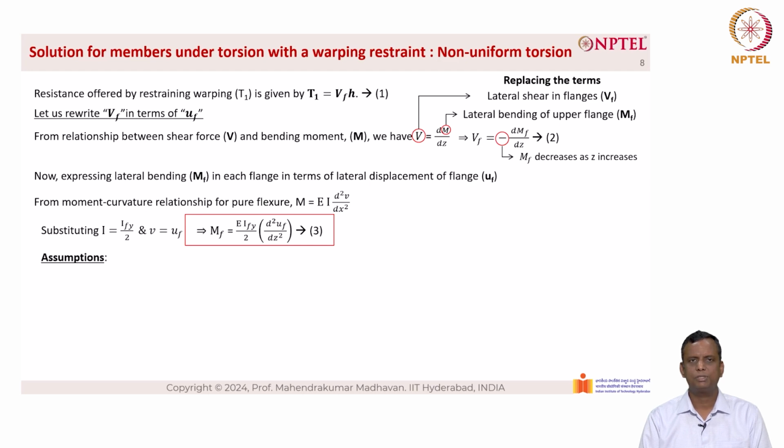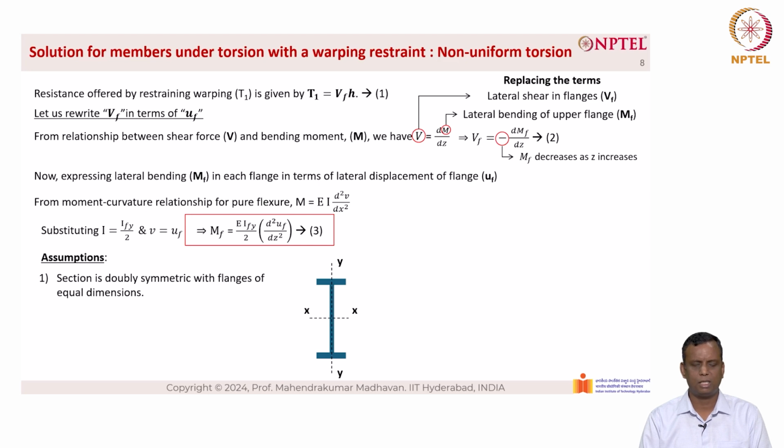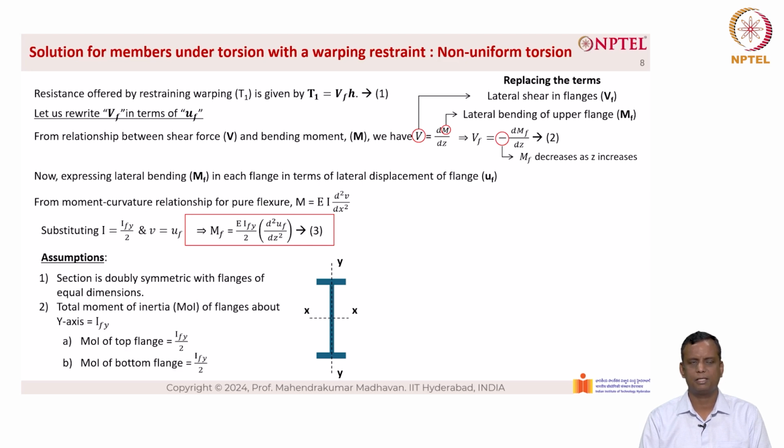So here some assumptions are made. Assumption 1 is that the section is doubly symmetric with flanges of equal dimensions, as you can see from the picture on the right hand side. The total moment of inertia of the flanges about the y-axis is given as I_Fy, and the moment of inertia of the top flange is I_Fy by 2 and the moment of inertia of the bottom flange is I_Fy by 2.